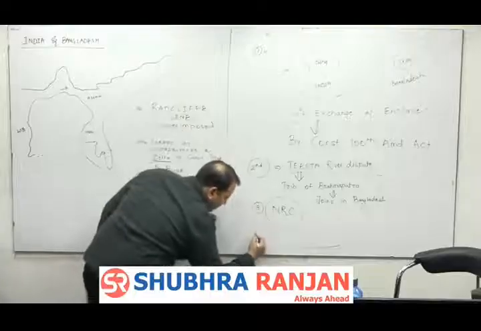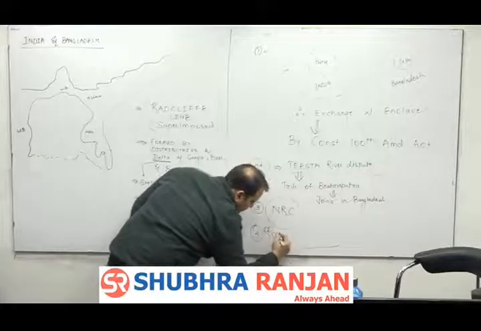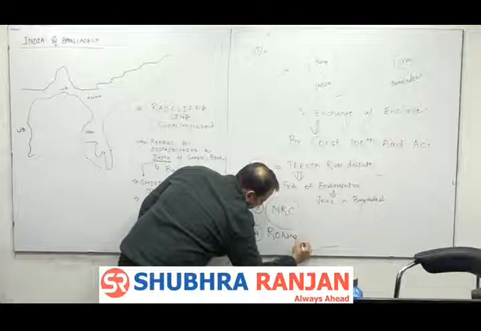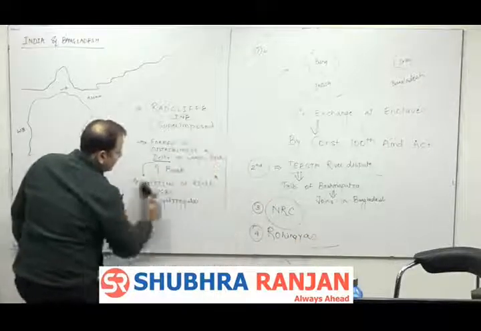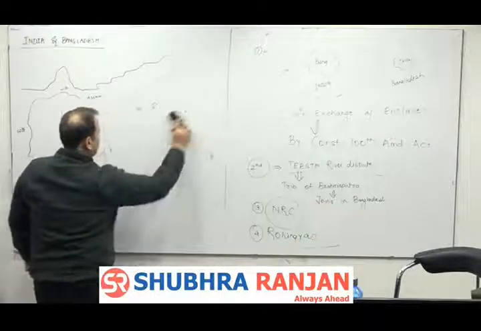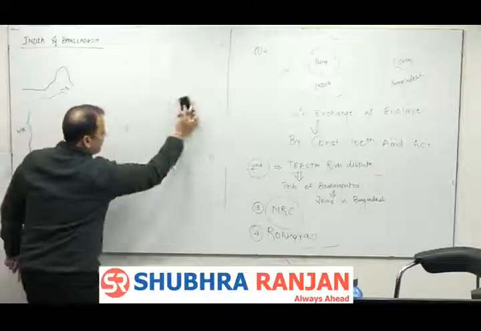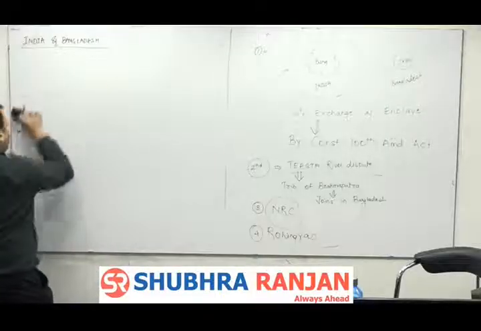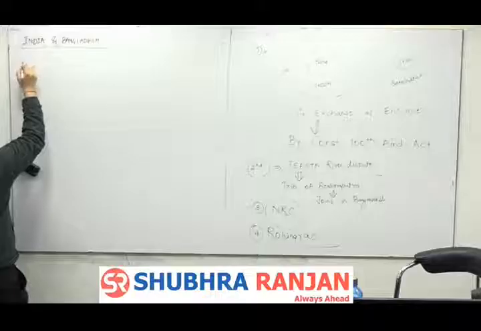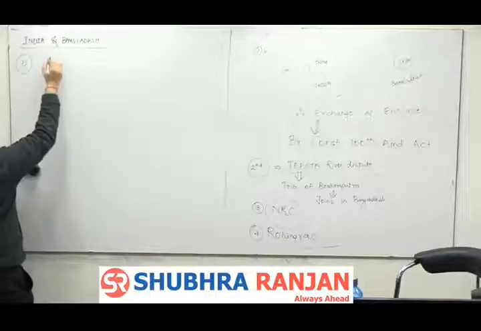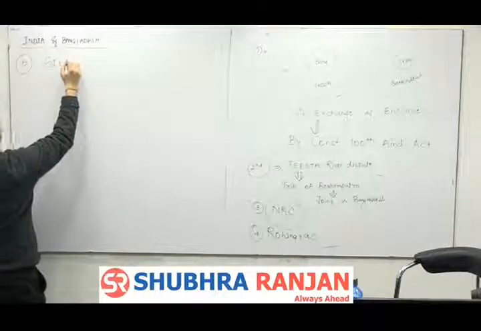The fourth problem is India's stand on Rohingyas. So all this will be different parts of that. And the fifth and the most important part which becomes a security threat is the Siliguri corridor.